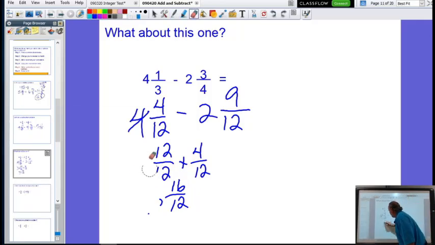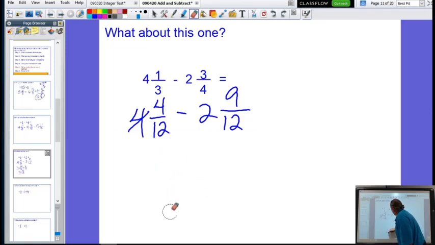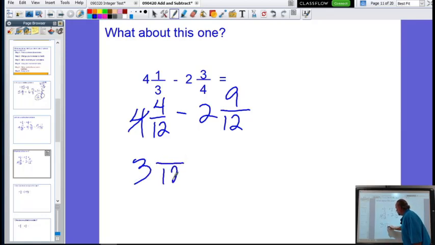Now, let's talk about the short version. What I really want you to do when you're borrowing is you borrow from the 4, it becomes a 3. Well, my denominator has to be a 12 because I've got to use common denominators. But what we really do to find our new numerator is just add these two numbers together. Add the 4 and the 12, and that gives us our 16.